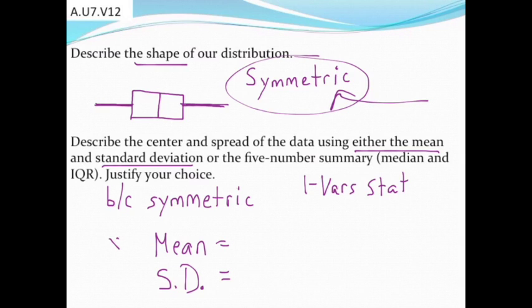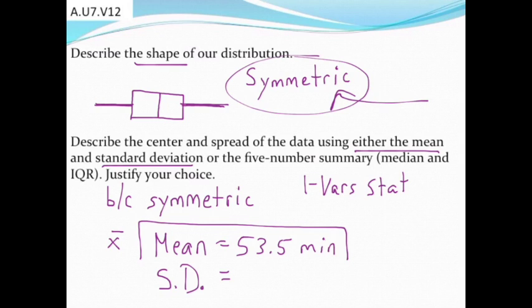The mean, remember, is the x-bar that you get when you run this on the calculator. And the mean comes out to be approximately 53.5 minutes, which, if you notice, that actually was our median. That tends to be true. When your data is symmetric, your mean and your median tend to be approximately equal to each other. This time they were exactly equal to each other.